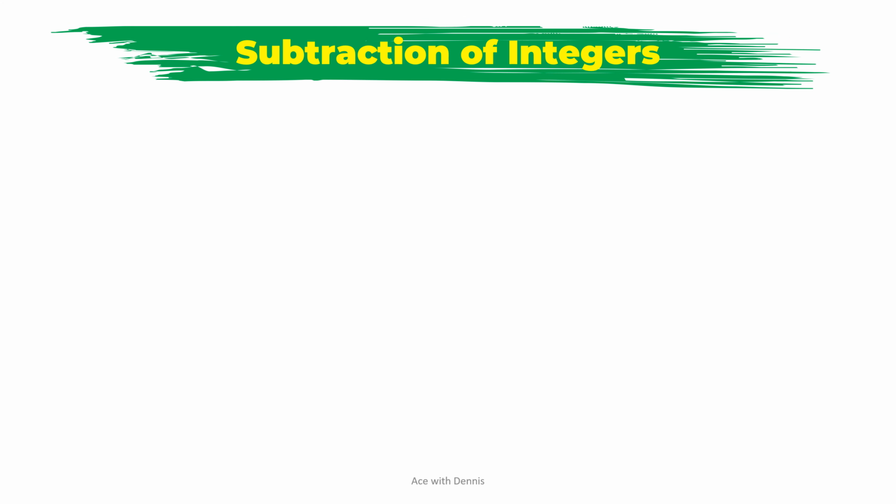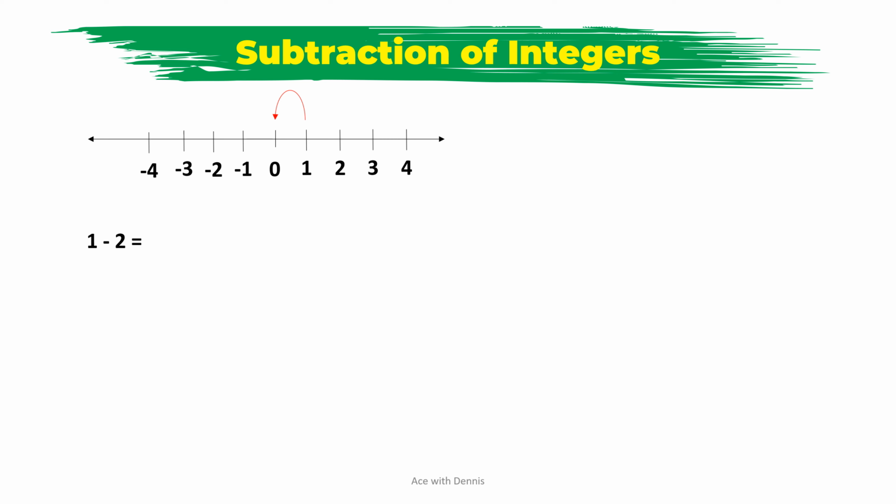Subtraction of integers. What is the answer of 1 minus 2? We can describe this operation on a number line. We start with number 1, and for subtraction, we move to the left. So start with 1, move 2 units to the left. 1 unit to the left, another unit to the left. It lands at negative 1. Therefore, the answer for 1 minus 2 is negative 1.